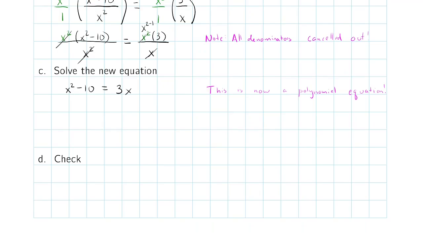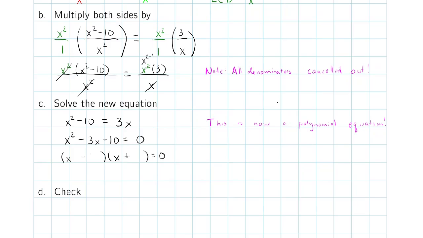So I need to get 0 on one side. I'll subtract 3x on both sides. So I'll have x squared minus 3x minus 10 equals 0. And then the left-hand side, I'm going to try to factor. Let's see. Leading coefficient is 1, so I can use the shortcut. I need two numbers that multiply to negative 10. So one will be negative and one positive. I need them to add up to negative 3. I think the numbers that are going to work are a negative 5 and a positive 2.